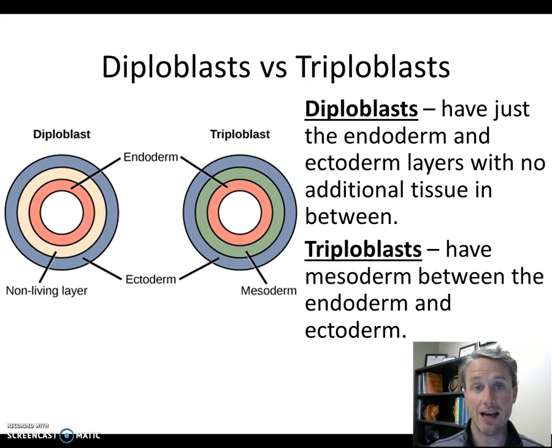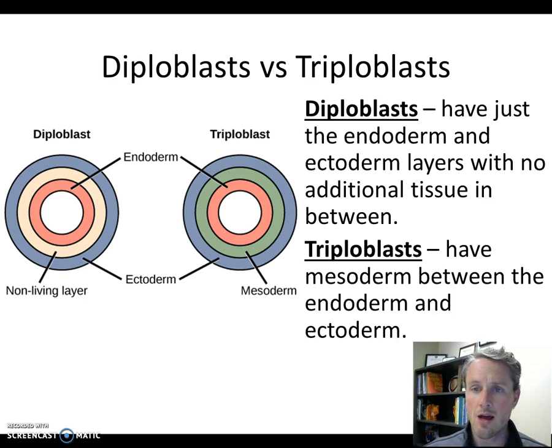So if we look at the development of an animal embryo after gastrulation, we can ask this question: how many layers of tissue do they have? Do they have just two, the endoderm and the ectoderm? Well, then they're a diploblast. Or do they have three, the endoderm, the ectoderm, and the mesoderm in between? If so, they are a triploblast.